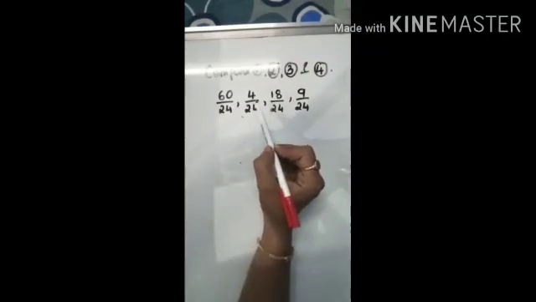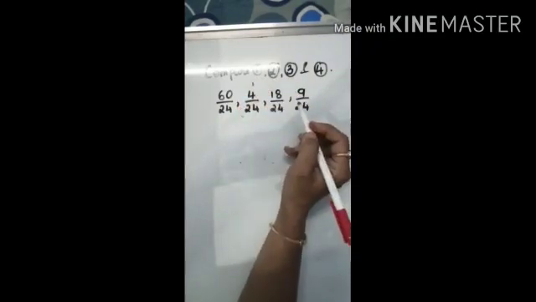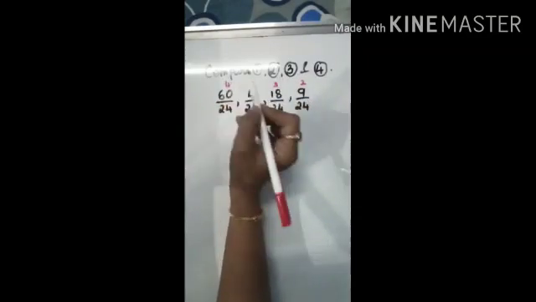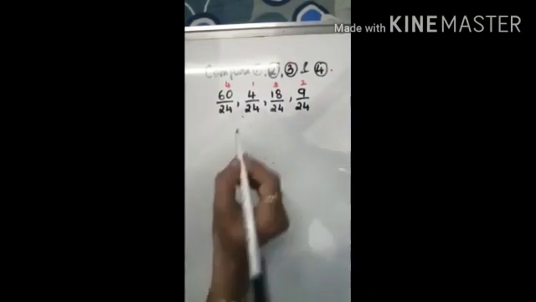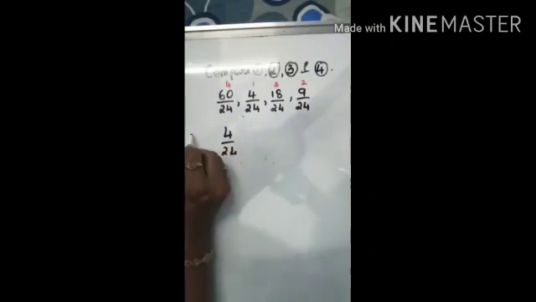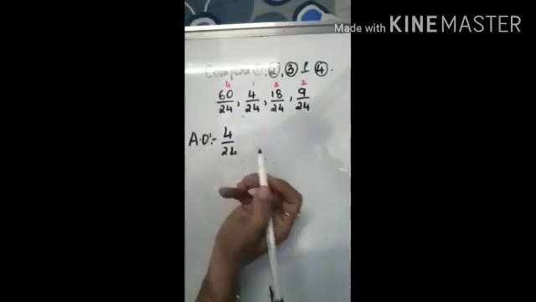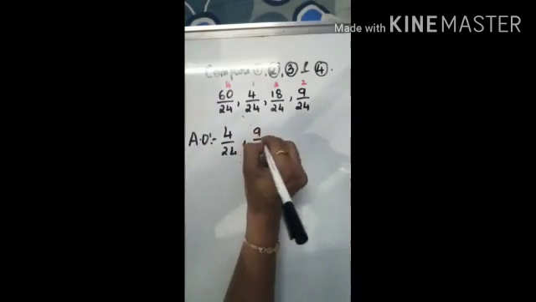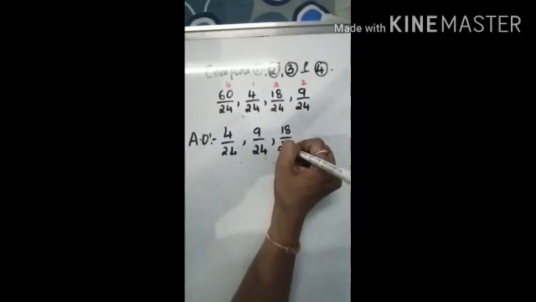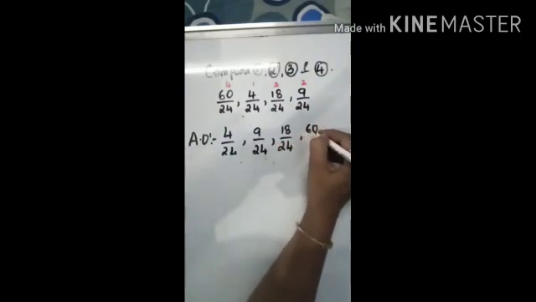Ascending order, small to big. So 4 by 24 is the first one. Next comes 9 by 24. Next is 18 by 24 and the last is 60 by 24. Now I write down the same order. 4 by 24. This is ascending order. 4 by 24, 9 by 24, 18 by 24, last is 60 by 24.